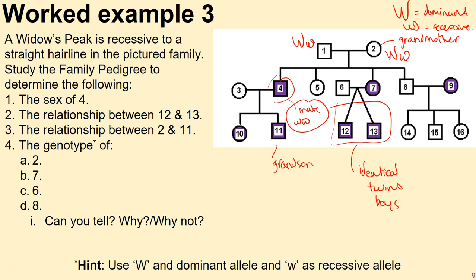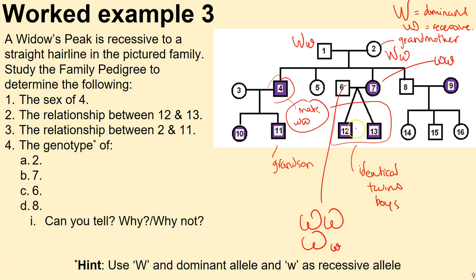In the case of 7, then the genotype as well must be little w, and they are female. 6 is unaffected, so they are going to be big W, little w, or they could be big W. And then let's have a look. We actually know, so for 6, there are 2 possibilities. They could be big W, or big W, little w.